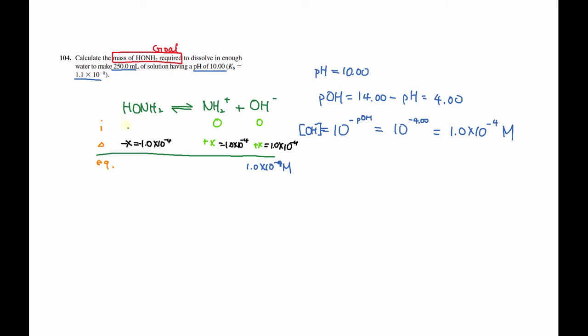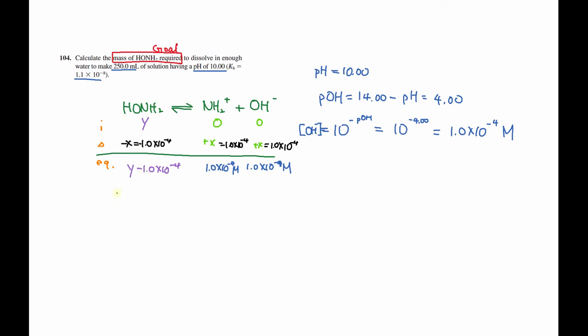And we do not know the initial concentration of this hydroxylamine. Therefore, I'm going to set this equal to, for now, y. That means in our equilibrium concentration, we'll have y minus 1.0 times 10 to the negative 4th. And over here, I'm simply going to have 1.0 times 10 to the negative 4th for the NH3 plus. Okay, so looking at this, we can now connect this information to our Kb.